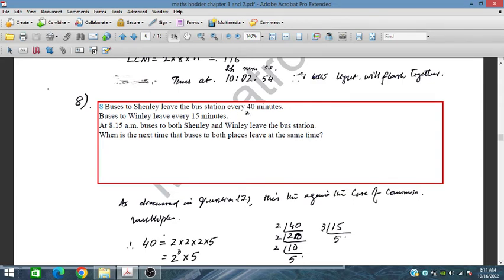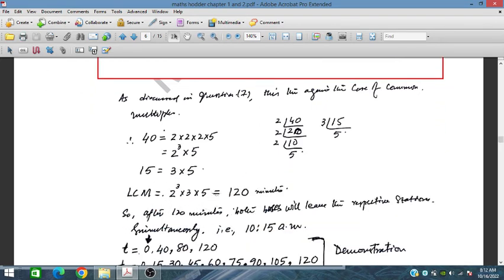Suppose the first bus to Shenley leaves at t equal to 0, and the bus to Manley at t equal to 0. So we have to find at what time t both buses will leave together. That is the problem of LCM, lowest common multiple. The second Shenley bus will leave at 80, the third at 120 minutes, the fourth at 160 minutes. Similarly, for the Manley buses: 15 minutes, then 30, 45, 60, 75, 90 minutes. So at one time the common multiple will be reached. This common multiple is 120.